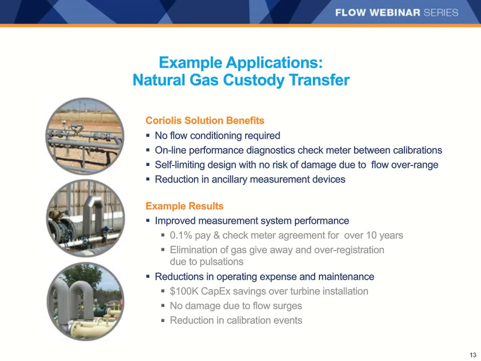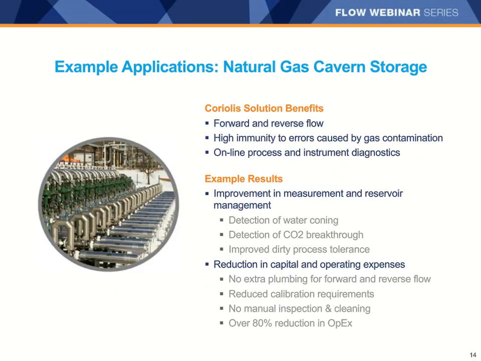In another example, where Micro Motion meters have been used to measure gas flowing in and out of cavern storage facilities, operators have experienced the ability to detect water coning and carbon dioxide breakthrough using the same meters that are giving them a highly accurate flow measurement. This is an excellent example of how Coriolis meters give you diagnostic tools not only to assess the health of the meter, but also to diagnose problems in the overall process.